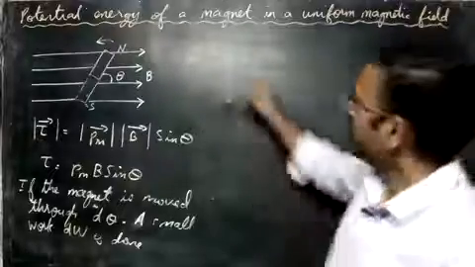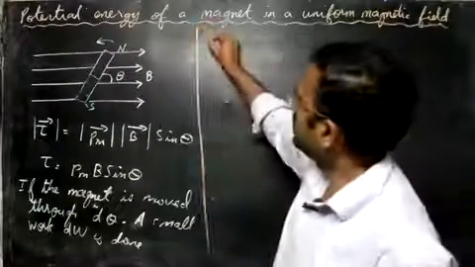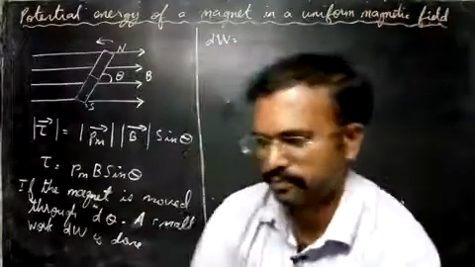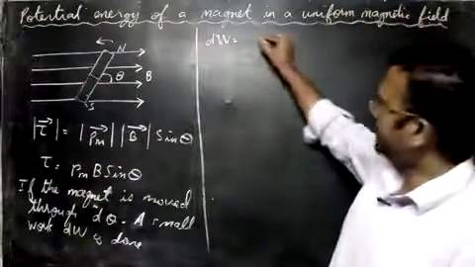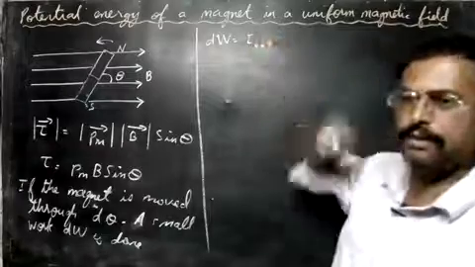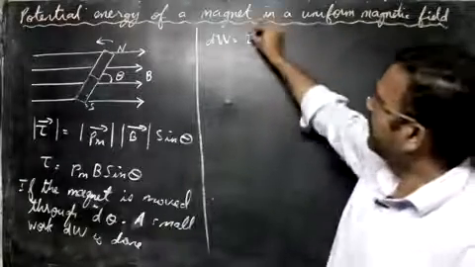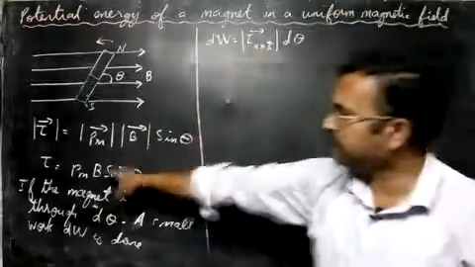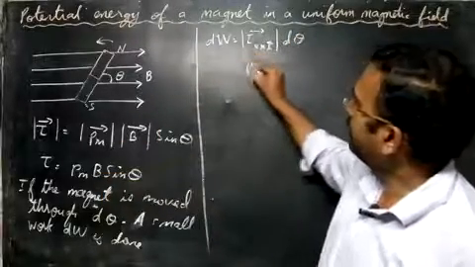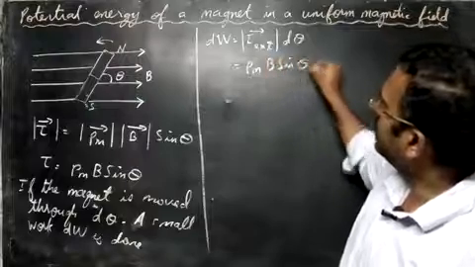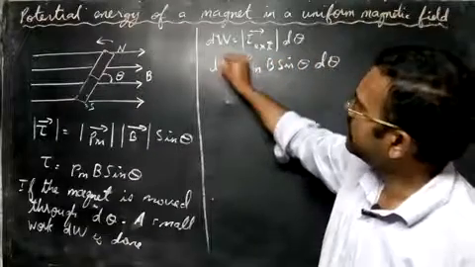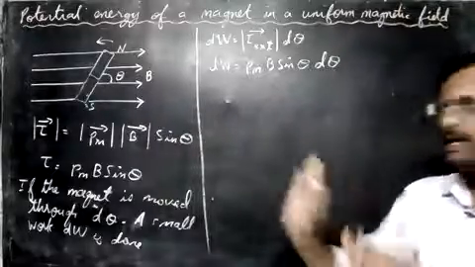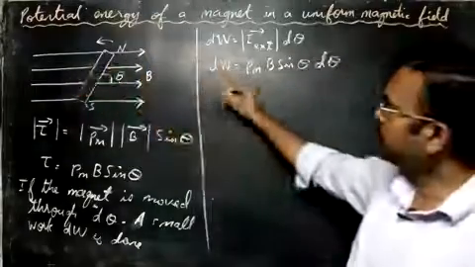Let's see what the value of the work done is. In this case dW is equal to the external torque, that is tau, times d theta. Now we know the torque here: the external torque is Pm B sine theta, so dW is Pm B sine theta d theta. This is for the small work done, since we changed the angle only slightly. But if you turn through a much bigger angle, you're doing a lot more work, so for that we have to integrate.